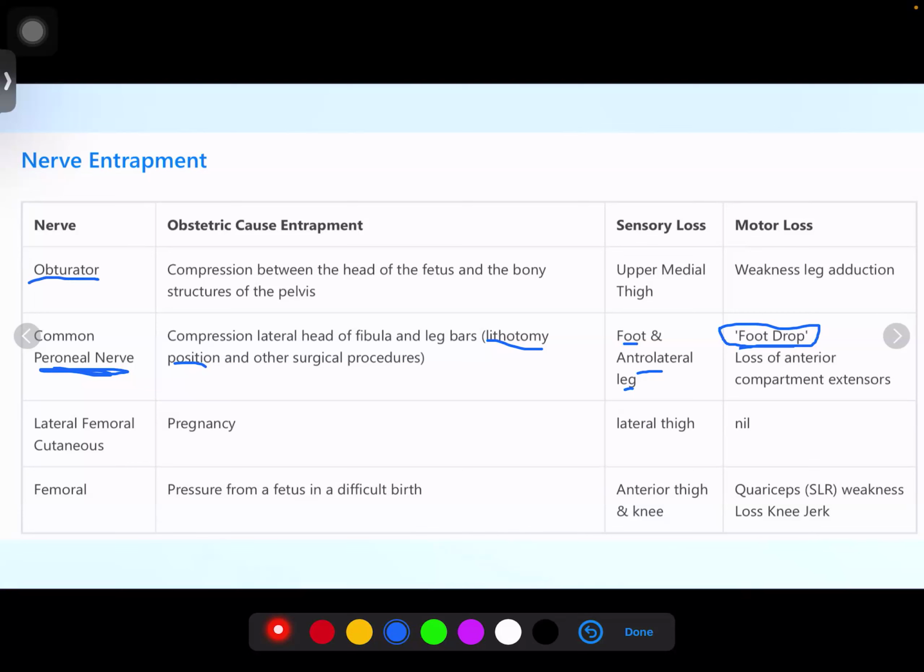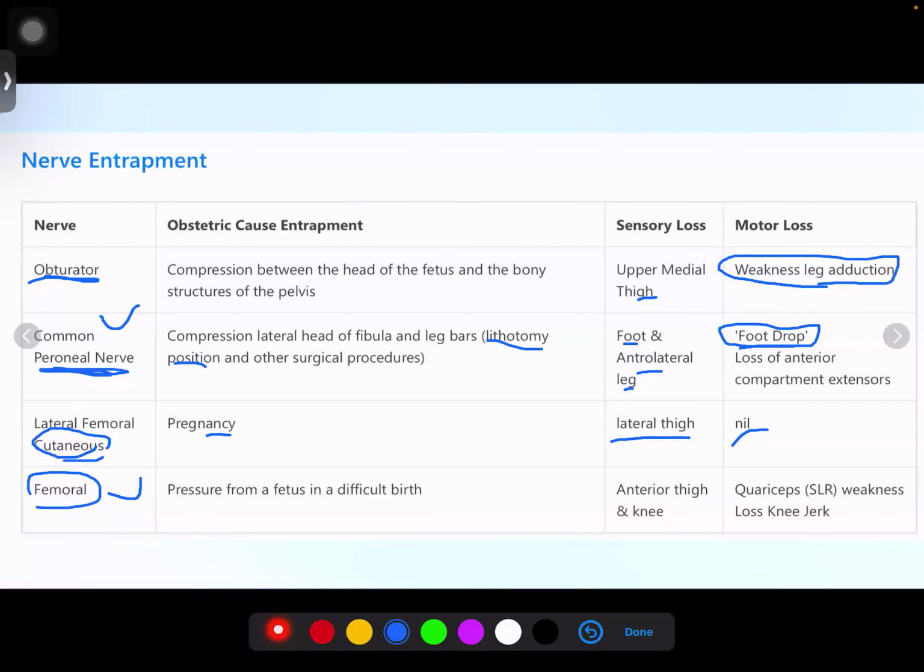Obturator nerve compresses between the head of fetus and the bony structures of pelvis, causing upper medial thigh sensory loss, and weakness in leg adduction, since obturator is the adductor of the leg. Lateral femoral cutaneous nerve is also entrapped in pregnancy, and as the name indicates, only sensory loss would be here, the lateral thigh, and it does not provide any motor supply. And femoral is important.